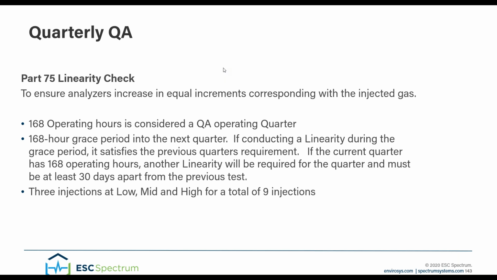For us to do a linearity, we have to have 168 operating hours within our QA operating quarter. So that means that our units have to operate for at least 168 hours, and that's indicated by online time, whatever your online time parameter is. If we don't have 168 hours within that operating quarter, then we do not have to do our linearities. We also have a 168-hour grace period into the next quarter if we were not able to do our linearity in that particular quarter.